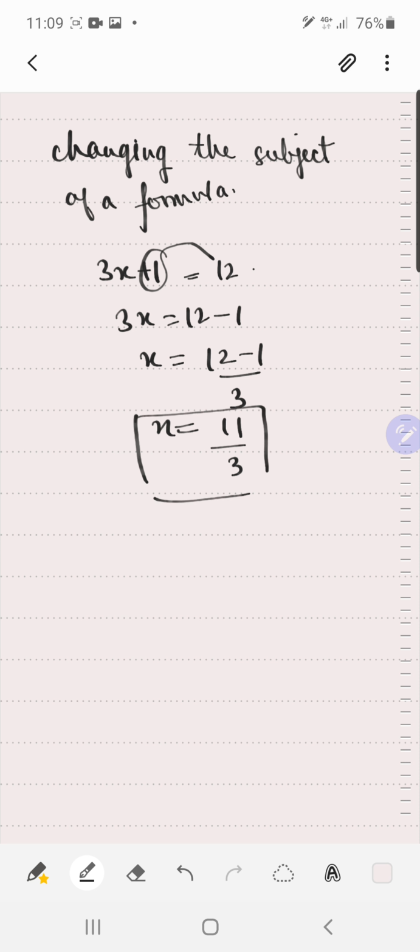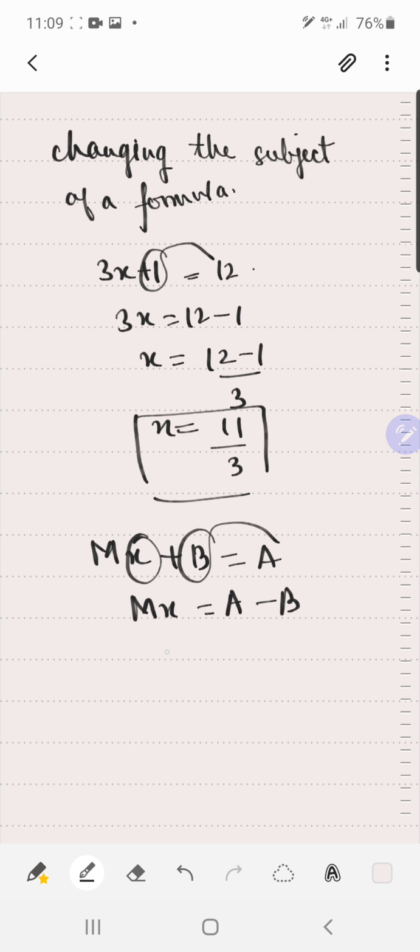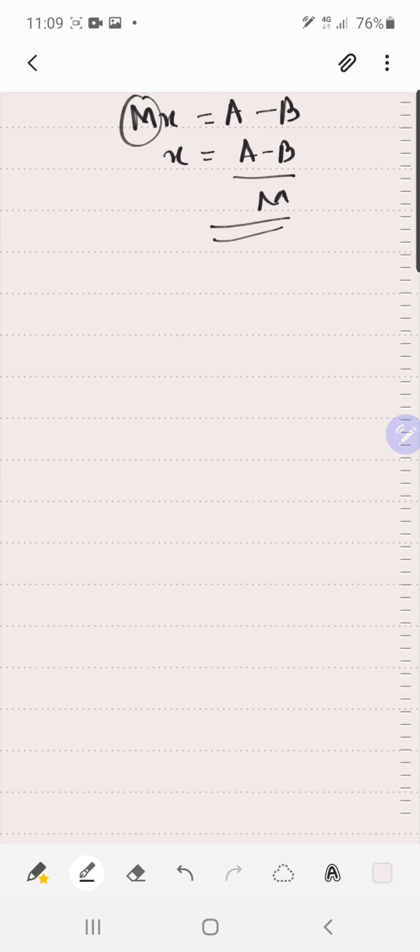But in this case I'll be giving you a formula and you have to make the subject. For example, I am giving you mx plus b is equal to a, and I want x as the subject. So what I'll be doing is, let mx be here, a, and this b will go into subtraction. Let x be here, a minus b, and this m will go into division. So my formula for x is a minus b upon m. This is how I have made x the subject.